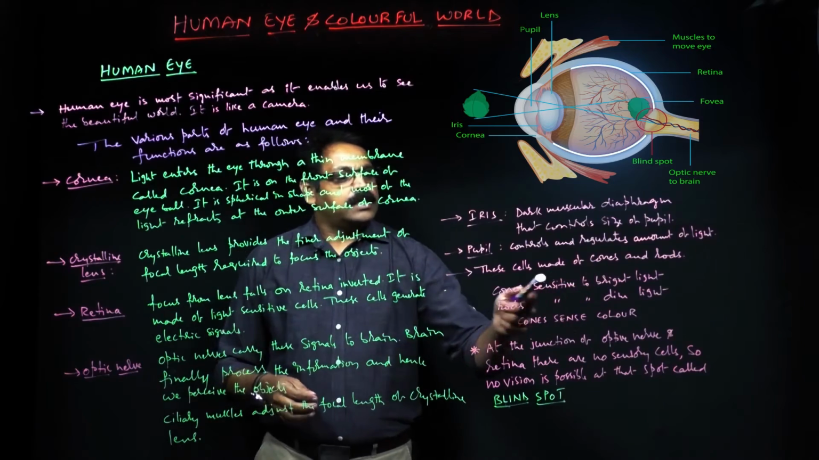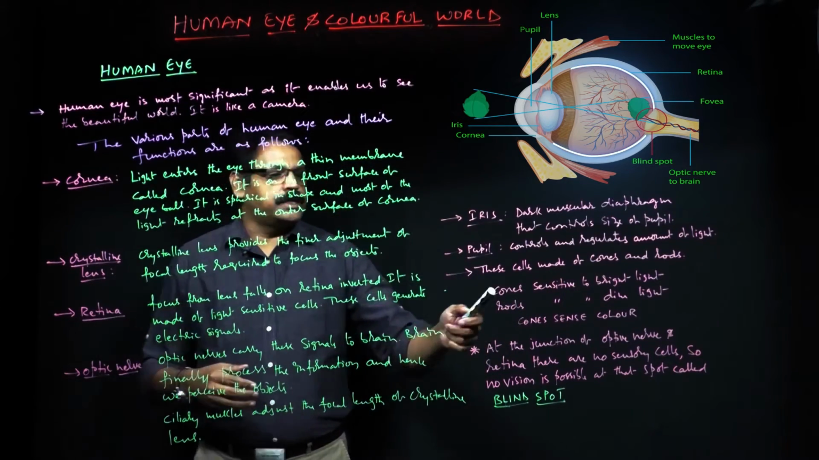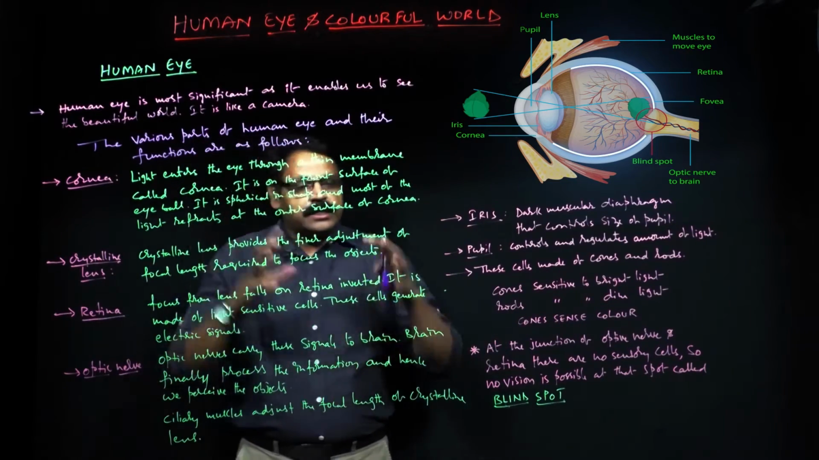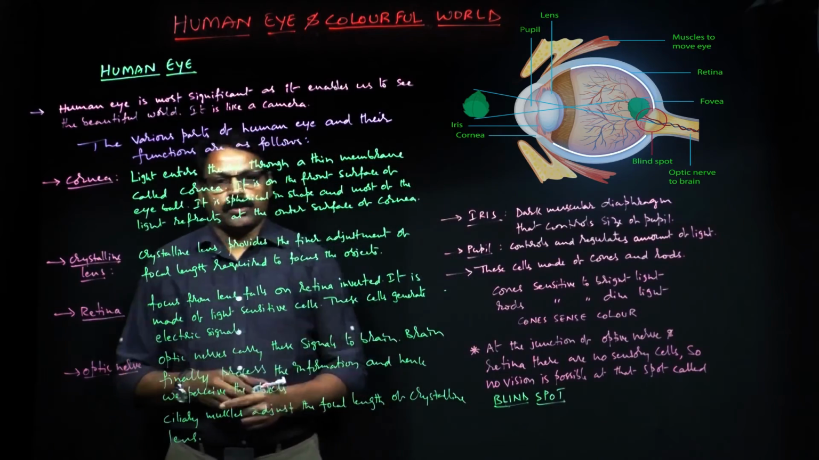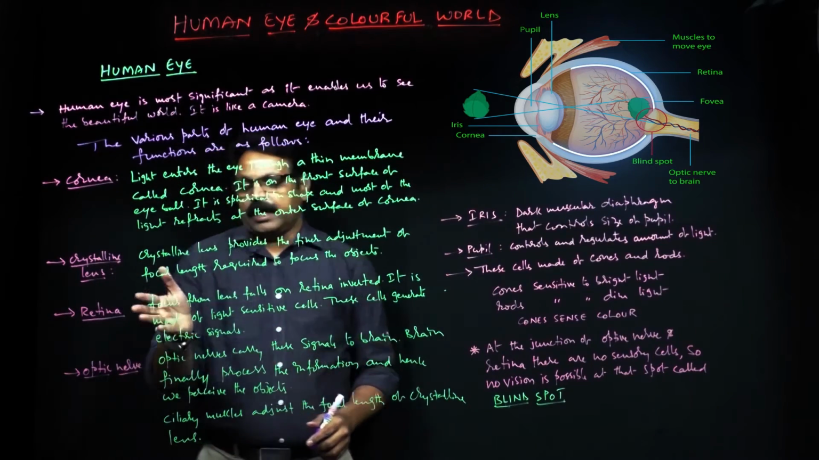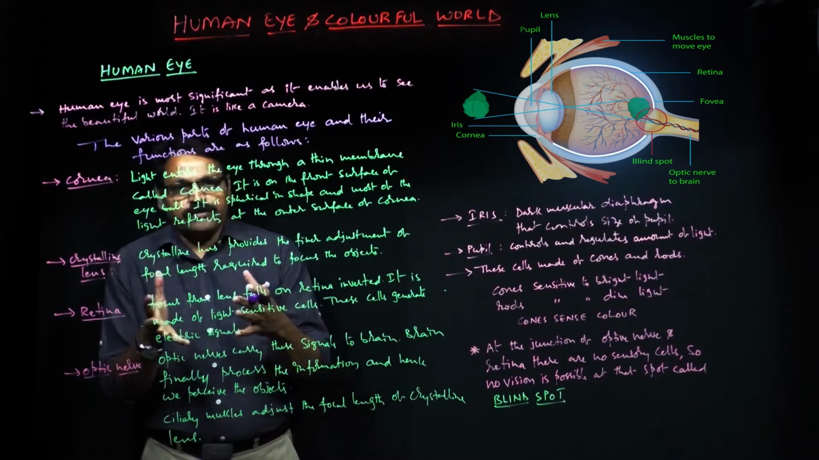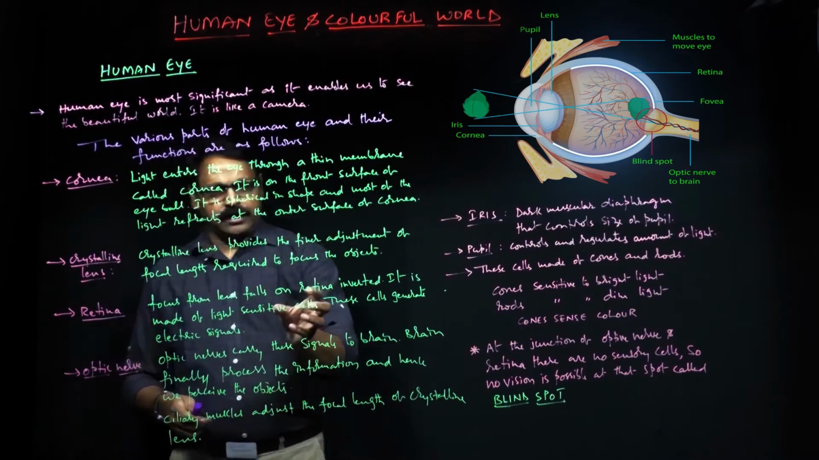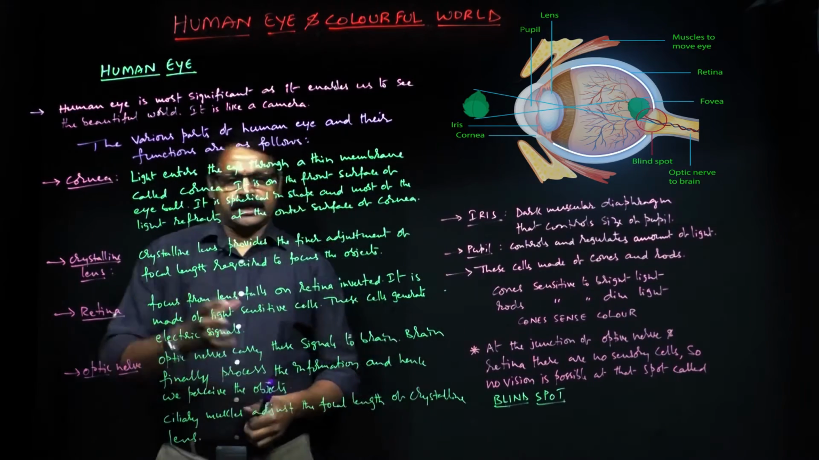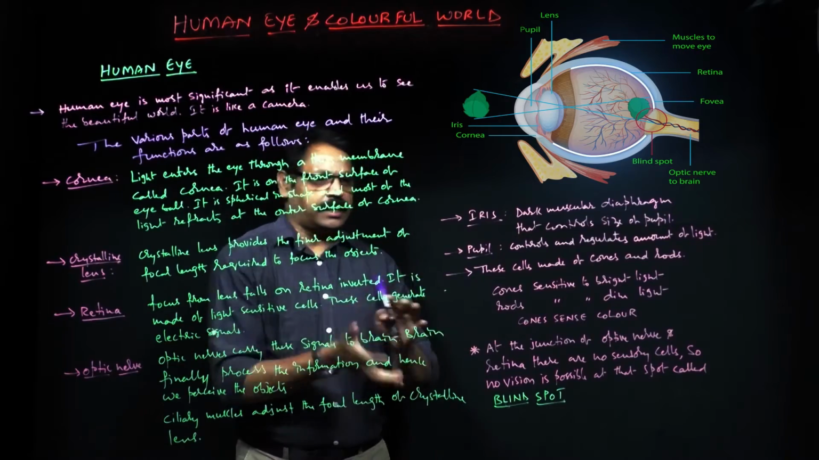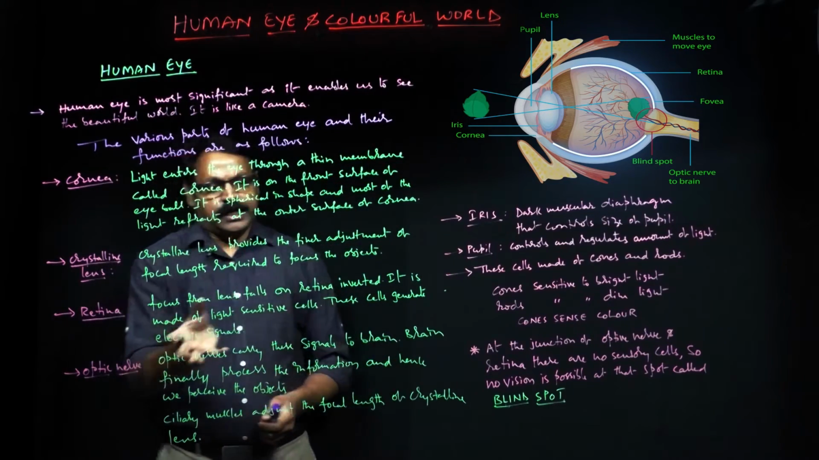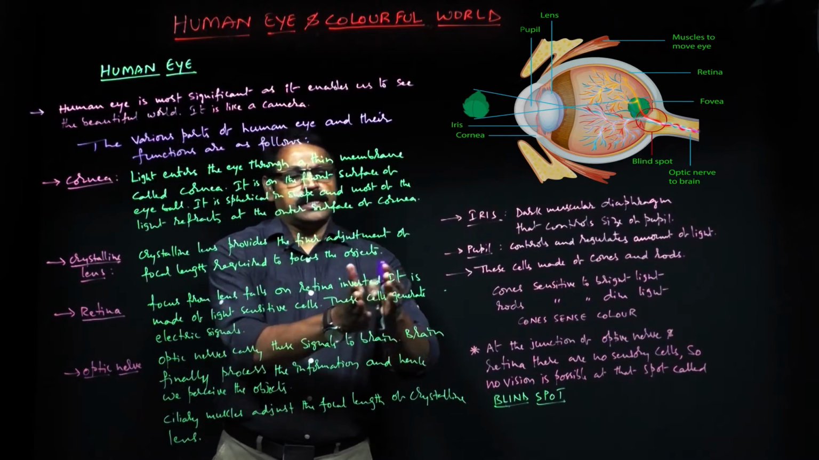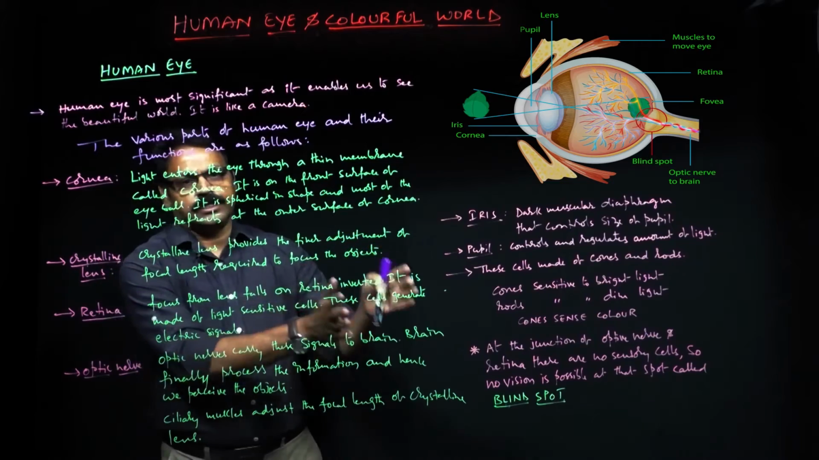So bright light is observed, that means the response is due to the cones, and dim light is due to the rods, and the colors are sensed by cones. So cones sense the color. That is how the retina consists of light sensitive cells. Once this information is collected, it senses the colors and the sizes, all those things, then these cells generate electric signals and send them to the optic nerve.